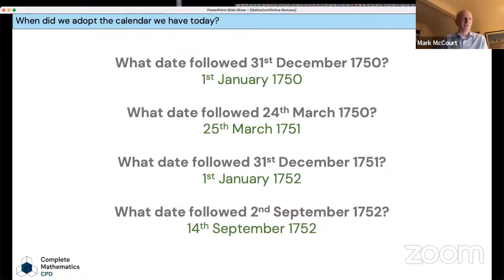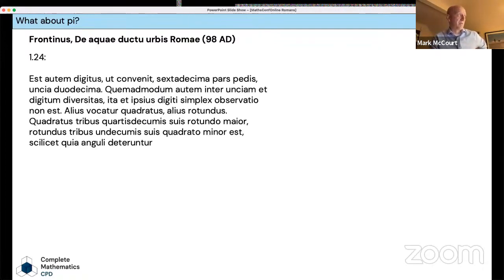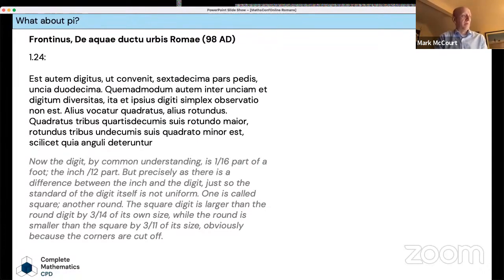And there are just these little interesting snippets that we can talk to pupils about because we've been talking about these different bases. What about pi? So we had a fraction a moment ago. Well, if we look at Frontinus in 98 AD, one of the most important books written in Roman mathematics, we have this written down, and let's assume our Latin isn't quite what it used to be. But what Frontinus is doing here is effectively describing squaring the circle.